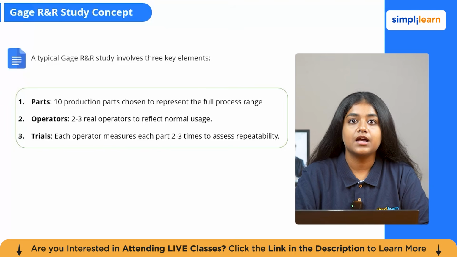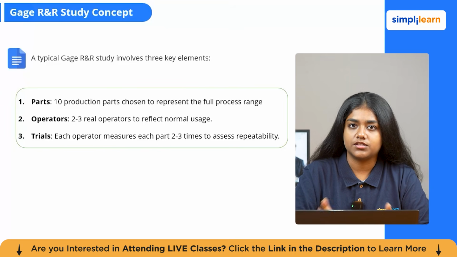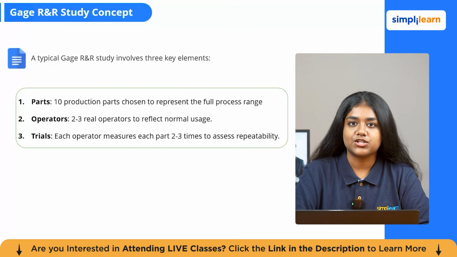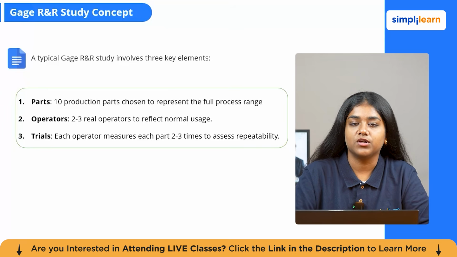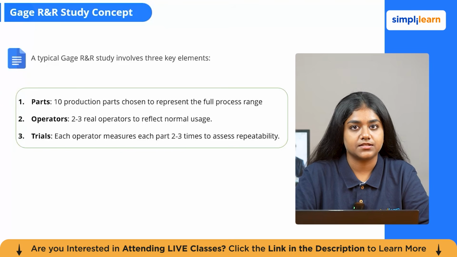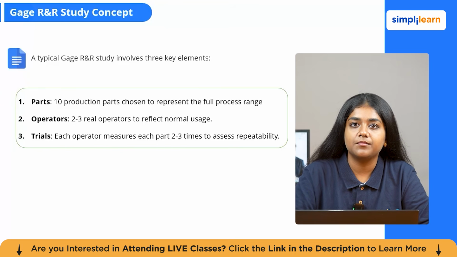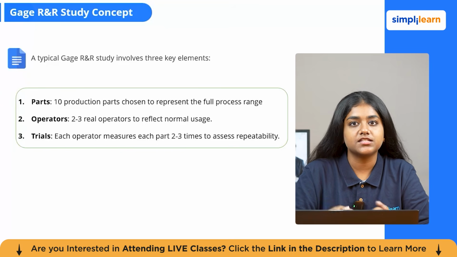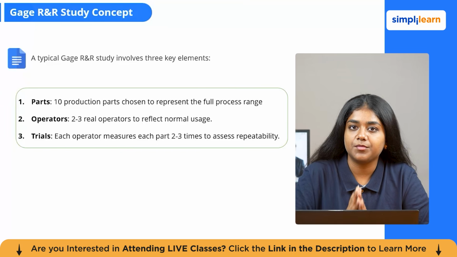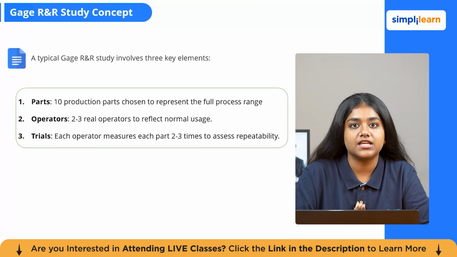Next is operators. Multiple operators, typically 2 or 3, are selected. These should be the actual operators who use the gauges in normal production and not specially trained measurement technicians. The goal is to capture real-world variation. Next is trials, that is, replicates. Each operator measures each part multiple times, typically 2 or 3 times. These repeated measurements on the same part by the same operator are used to calculate the repeatability.